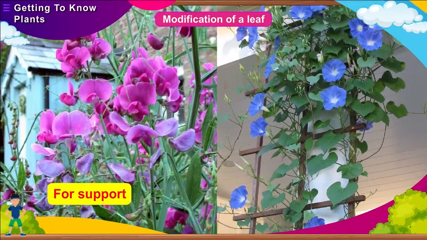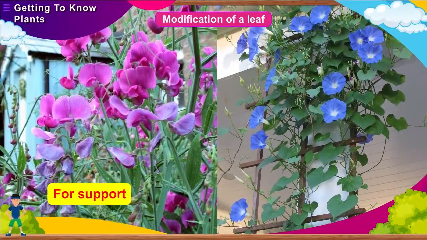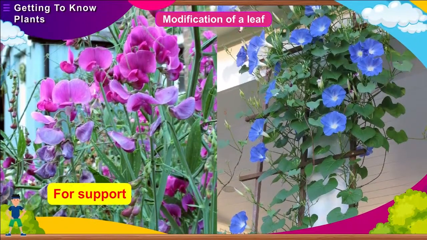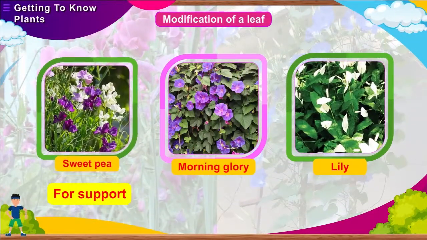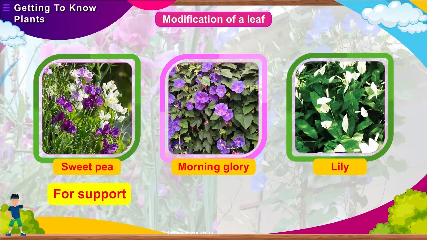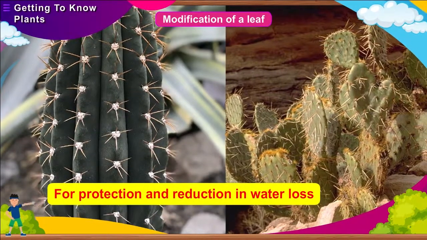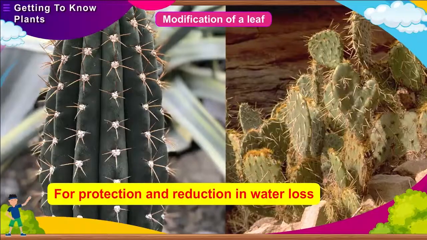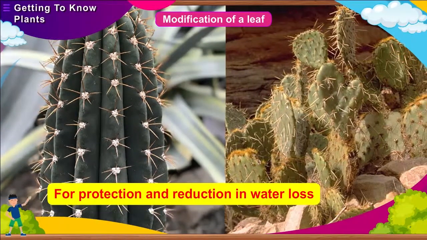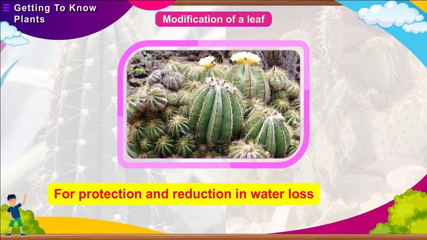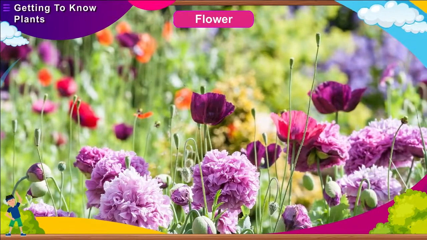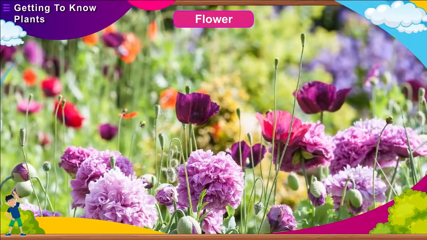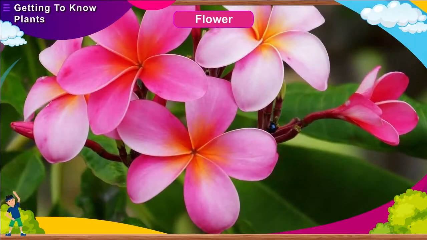Modification of a leaf. For support, leaves modify into thin, soft coils which cling onto a support and provide additional support to the plant. For example, sweet pea, morning glory, lily, and so on. For protection and reduction in water loss, leaves at times get modified into spines, which reduce the water loss by transpiration. It even protects the plant from enemies. For example, cactus.